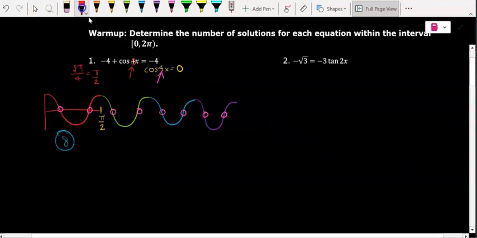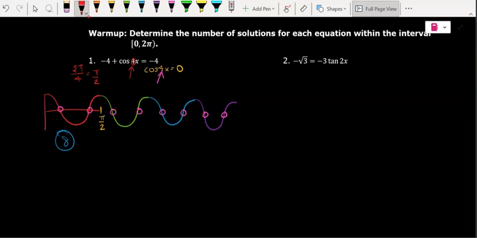Now, let's see. All right, now for this one, if I was to go ahead and solve this, I've got to get the tangent 2x by itself. So I'm going to divide both sides by -3. When I divide both sides by -3, I end up with tangent 2x is equal to square root 3 over 3. So now between 0 and 2 pi, how many times does tangent equal square root 3 over 3? Because it's positive, it's going to equal that twice, and that's going to be at pi over 6 and 7 pi over 6.